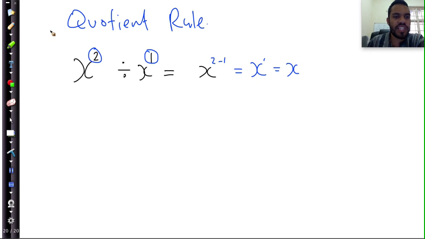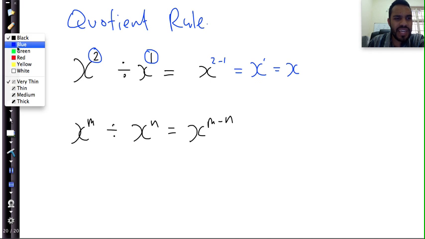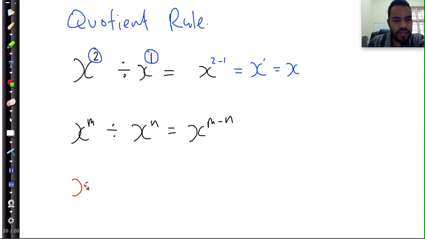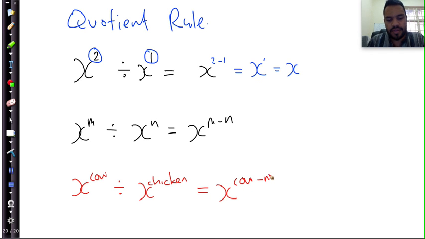In general terms, when we express it, we're saying something like x to the power of m divided by x to the power of n is going to be x to the power of m minus n. And if you want to make it even more general, we can say x to the power of cow divided by x to the power of chicken. Then the answer is x to the power of cow minus chicken. Right, so let's look at a few examples.